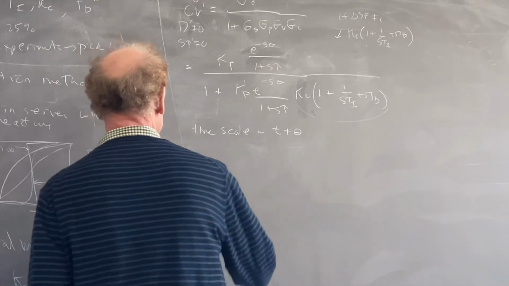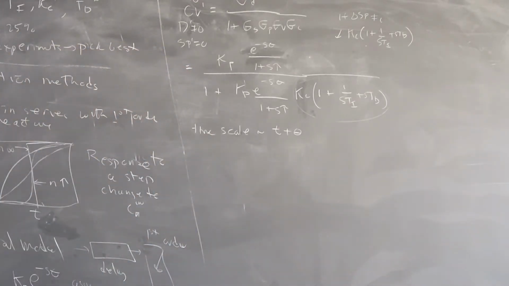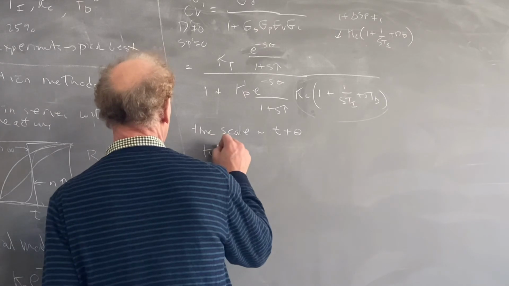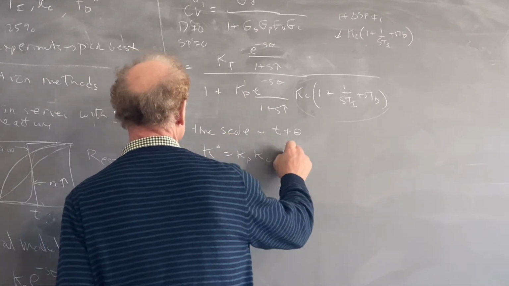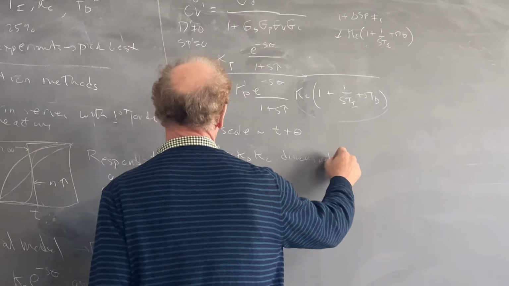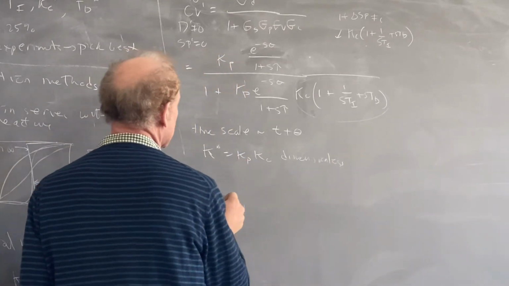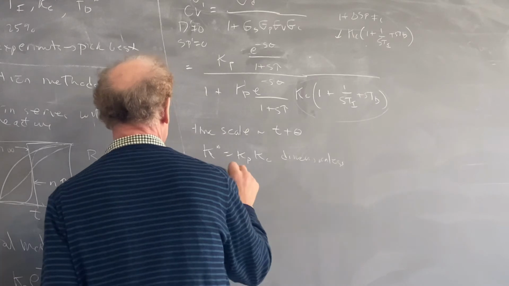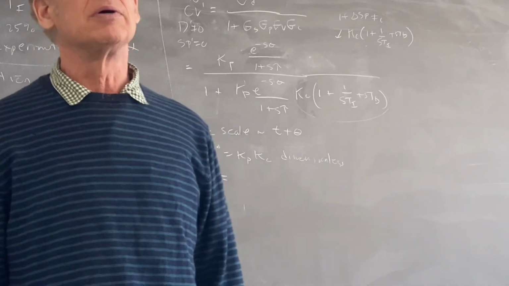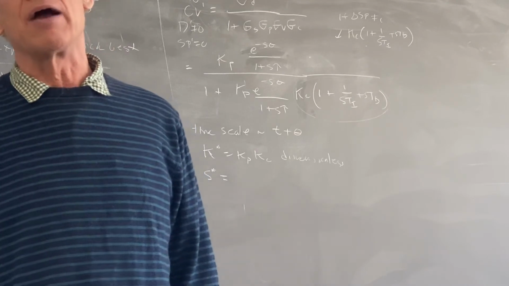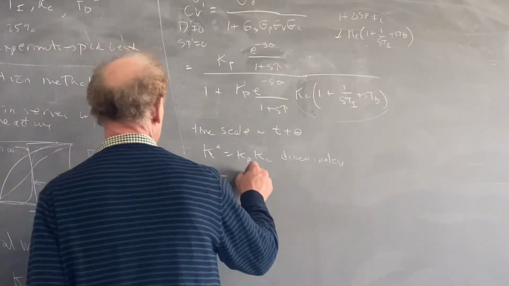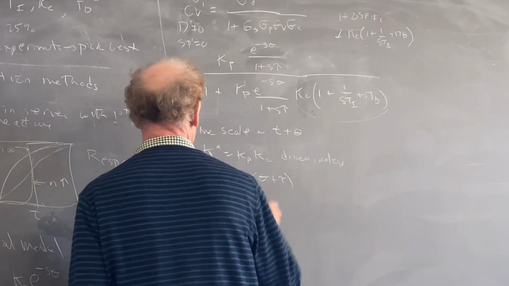And also I can notice that Kp and Kc have inverse units. So if I multiply them together, they're dimensionless. So a dimensionless quantity, K star, is equal to Kp Kc. And my other dimensionless quantity is S star. S has units of 1 over time, so I want to multiply it by my characteristic time. So that's equal to S times theta plus tau.